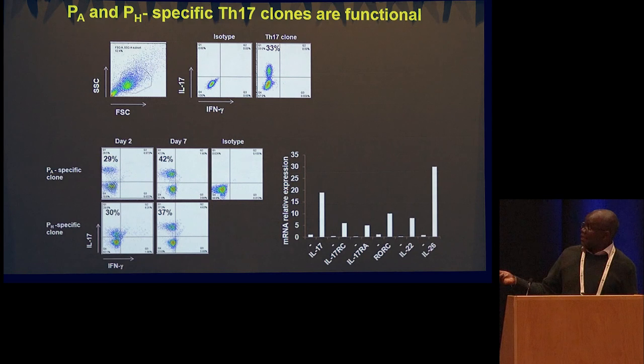These are the acne-associated clones that we've generated, and these clones secrete IL-17 ranging from 29 to around 42. The clones also express functional molecules that are associated with Th17 cells. So this shows us that our method is working. Now the next set of experiments we wanted to do is to test whether these clones remain functional.